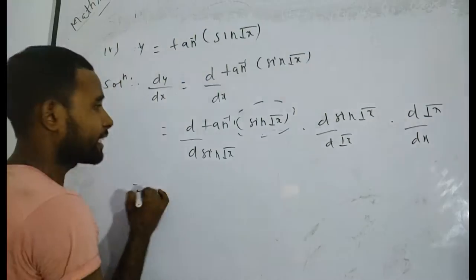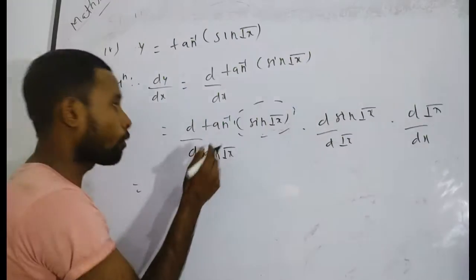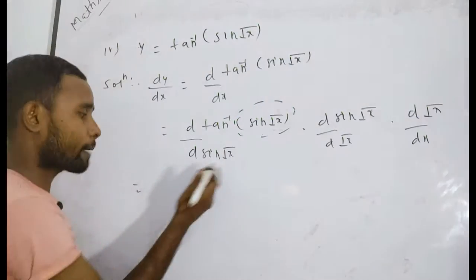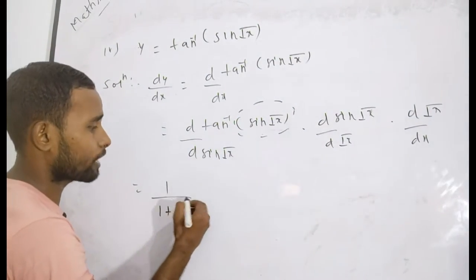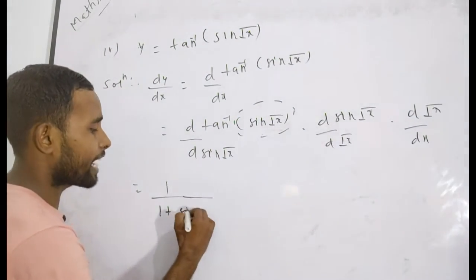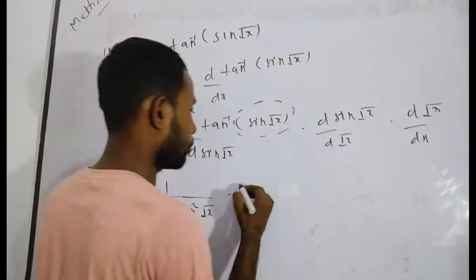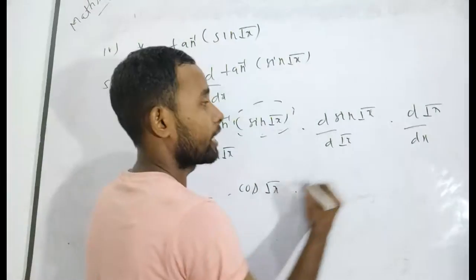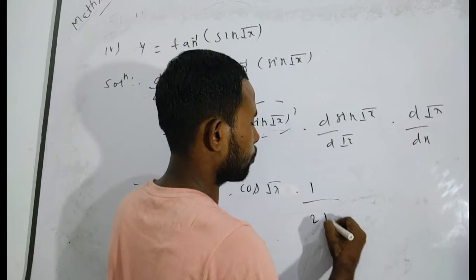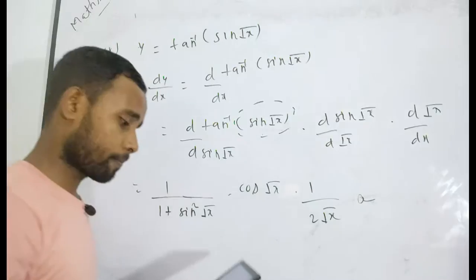Now, as you know, the derivative of tan inverse p with respect to p will be 1 upon 1 plus p square. In place of p will be sine root x, so it will be sine square root x, into the derivative of sin theta with respect to theta, which is cos theta, into the derivative of root x with respect to x, which is 1 upon 2 root x. This is your required answer.